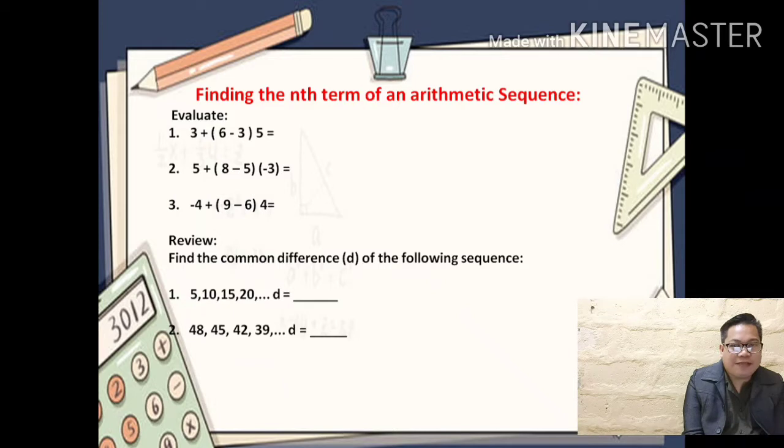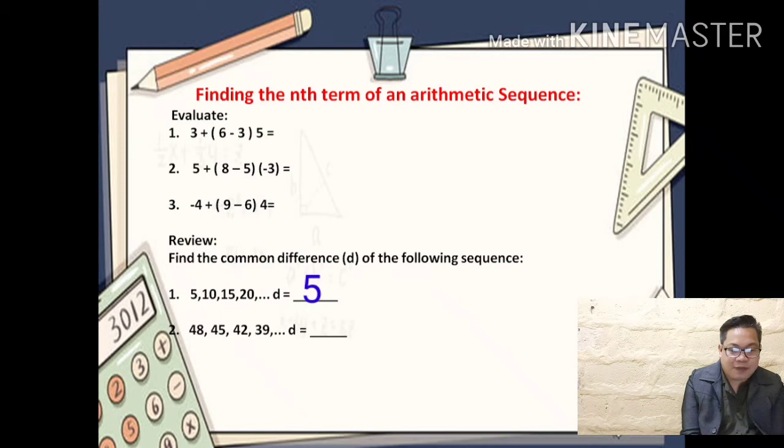So sa common difference natin, alam natin na kung ano yung ina-add sa preceding terms, yun ang ating common difference. Number 1, anong mga numbers ang in-add para makuha yung susunod na term? So, lahat sila ay plus 5 ng plus 5. Therefore, the common difference sa number 1 ay 5.